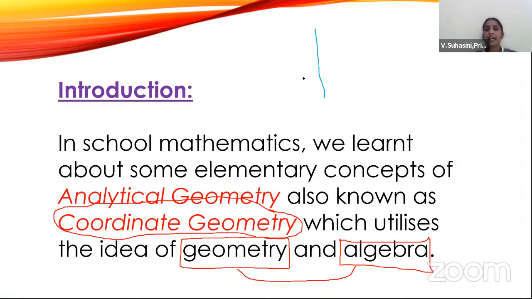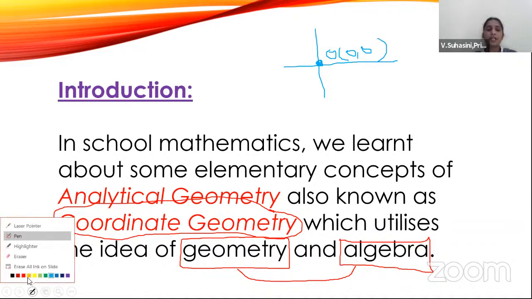More clearly, if I take the x-axis and y-axis, suppose I draw a point here, what do you say, children? Origin, and it is addressed as O(0, 0). That is, in geometry, we have described a point. Using algebra, we are giving it a particular address. Are you following my point, children?